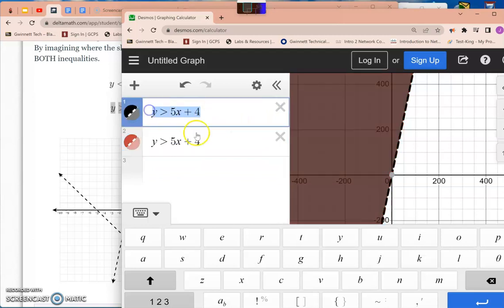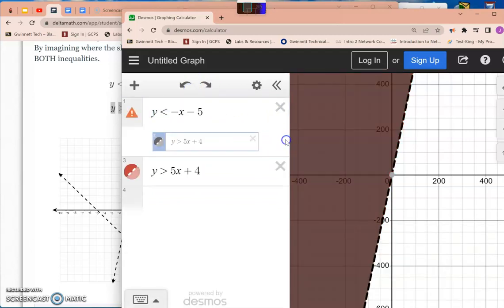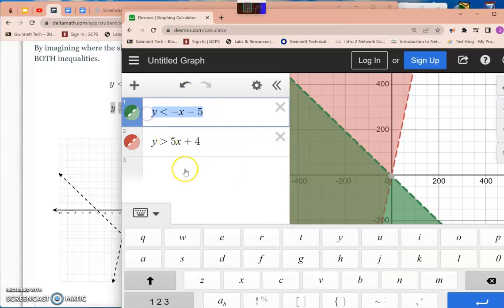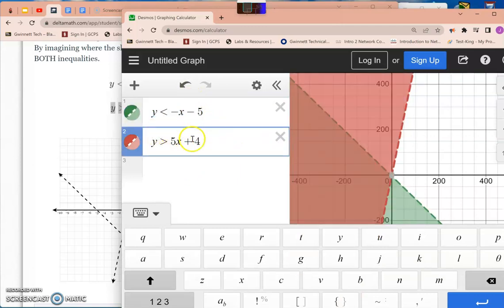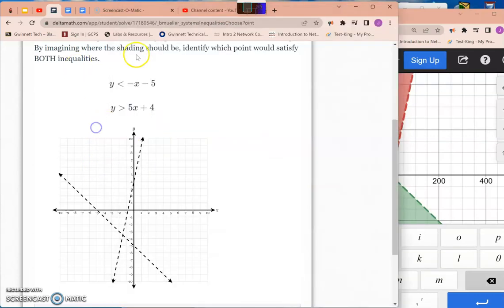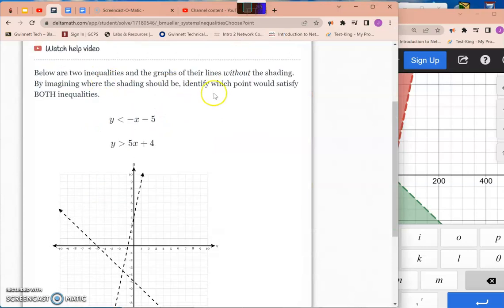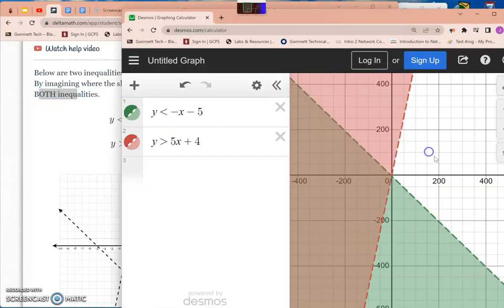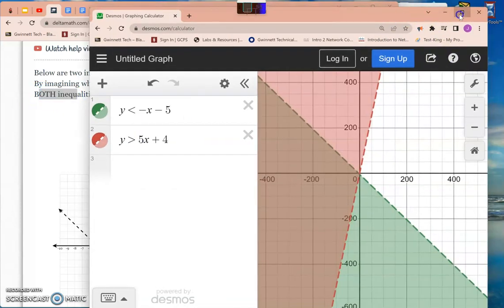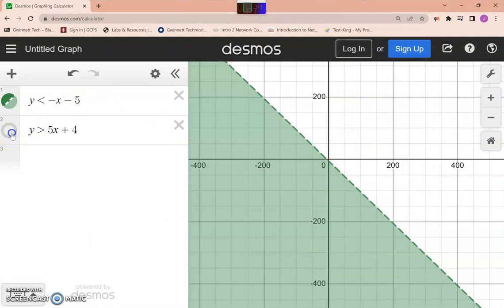Okay, and I don't like it. Oh, wait, I put the wrong one. All right, I don't know why, there we go. All right, so there are my two shades, right? So it's saying imagine you're shaded and then give me a point. Okay, so that's all we're doing is a point. So we're going to come right here. So imagine where the shading is. So I'm going to take this out.